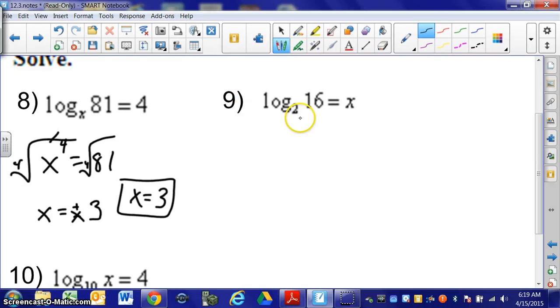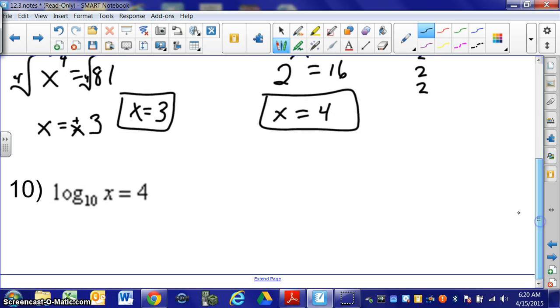Alright, number 9, solve for x. Log base 2 of 16 is some value. If you remember, without converting, 2 to what power equals 16, or I can convert it, 2 to the x equals 16. You just have to think about it. 2 to what power equals 16? 2 times 2 times 2 times 2, there it is, x equals 4.